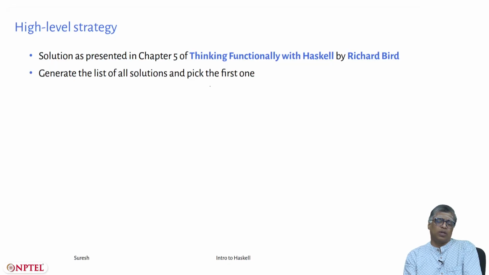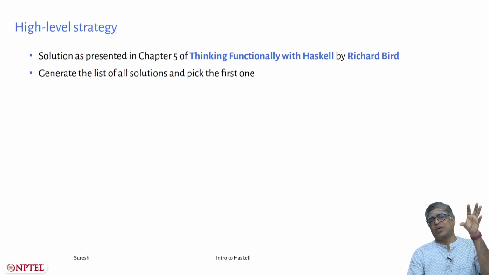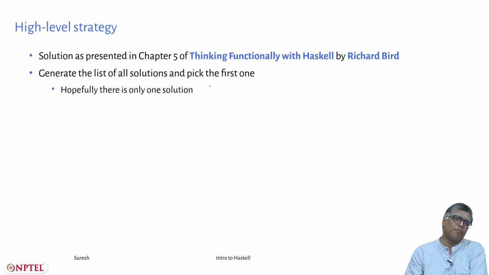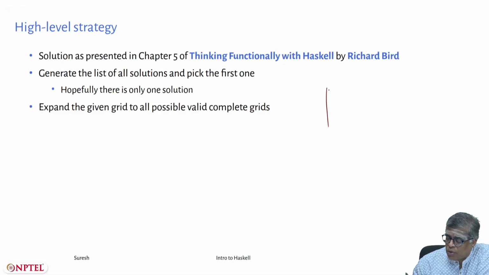The high level strategy is a very naive one: I'll start with a grid, generate all possible solutions and pick the first solution. Hopefully there is only one solution, because with Sudoku they guarantee that solutions are unique. How do you generate all solutions? Expand the given grid. You have a grid like this. Most entries are blank. Some entries have some 3, 4, etc.